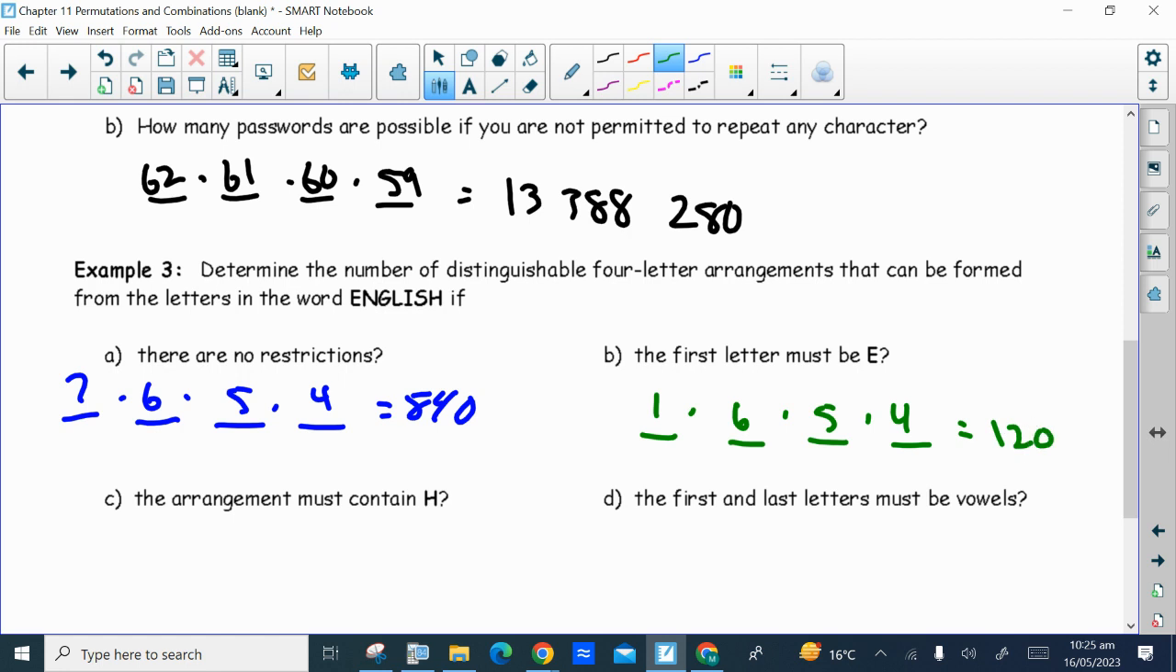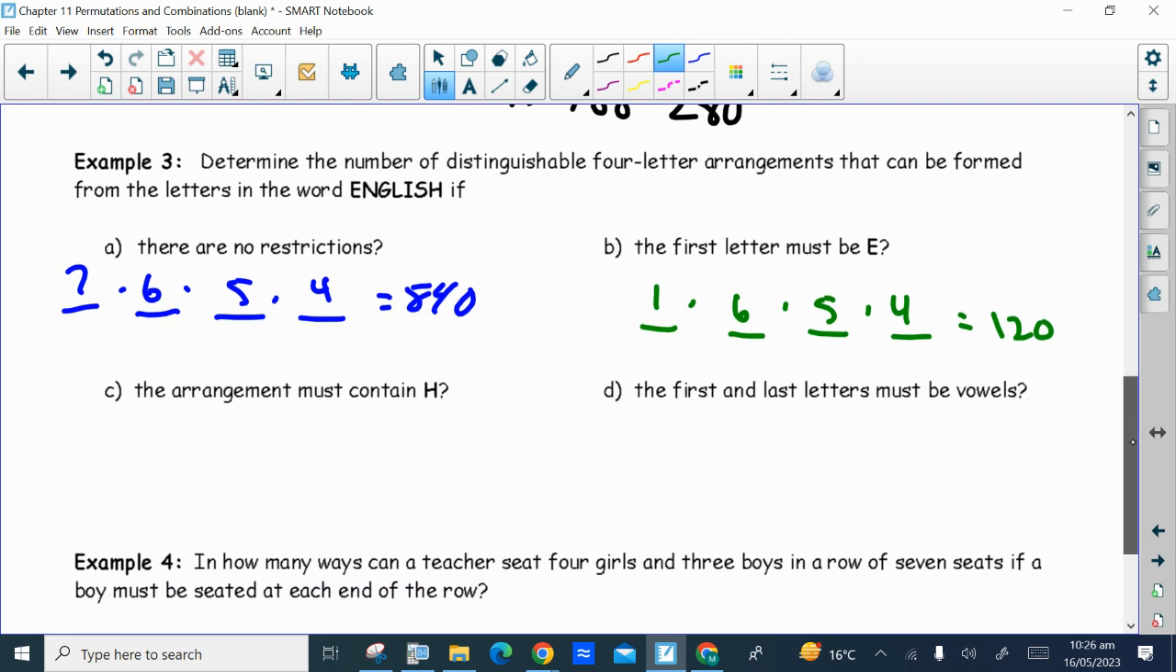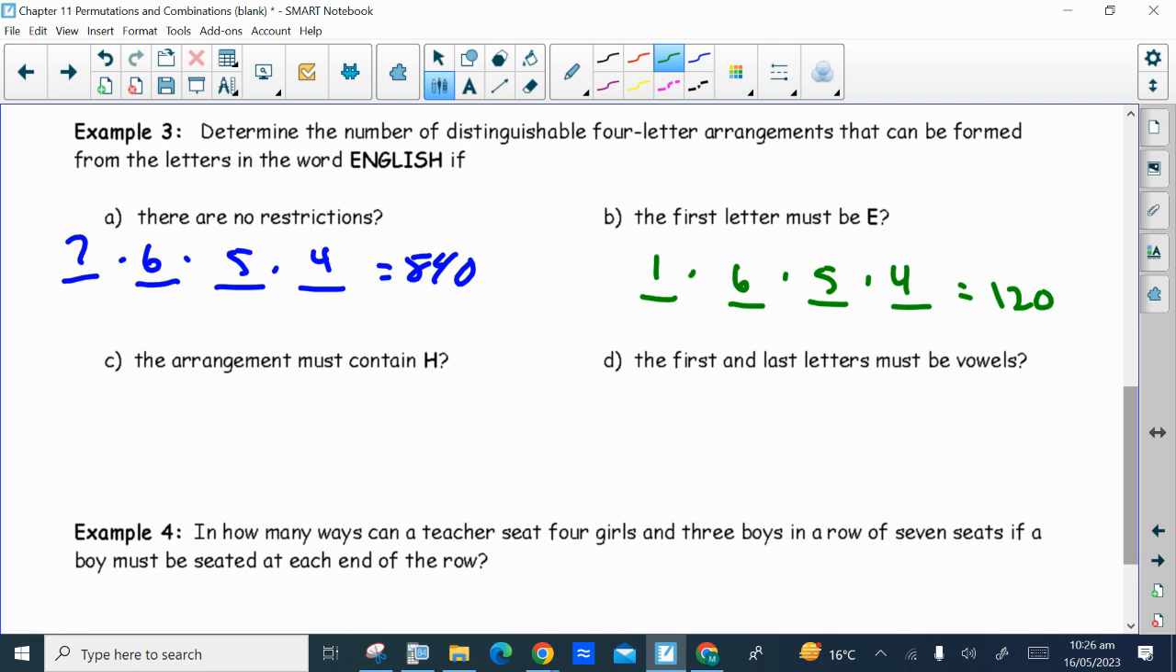So quite a few fewer possibilities when we have that one restriction of what the first letter must be. Now, part C says, what if the arrangements must contain the letter H? So we're going to see as we go through this, in some cases we have to look at different scenarios.